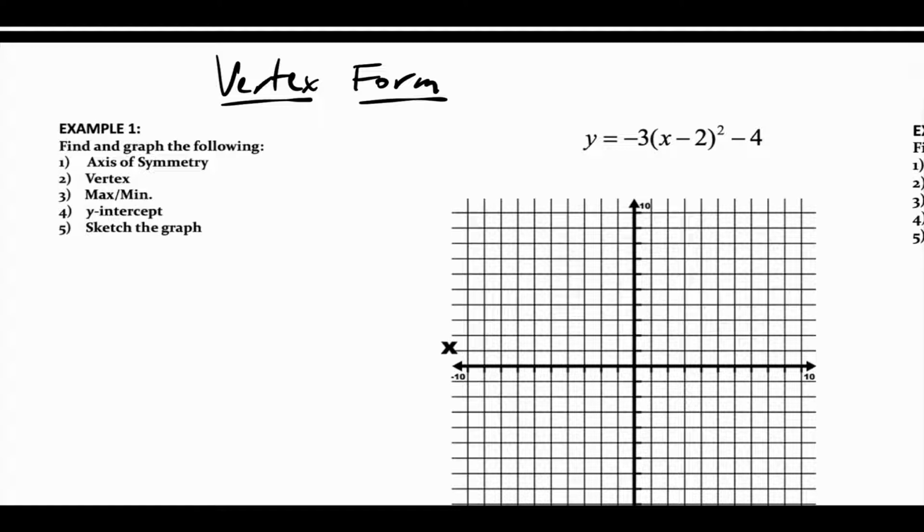So there has to be an A, there has to be an H, and there has to be a K. So first of all, what's A equal to? What is the value of A? -3.